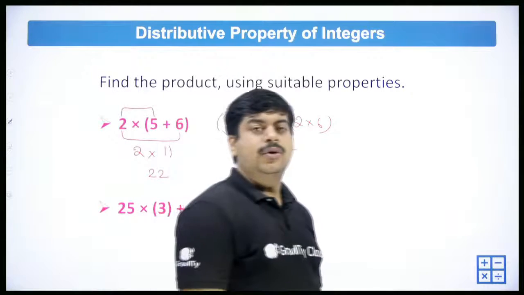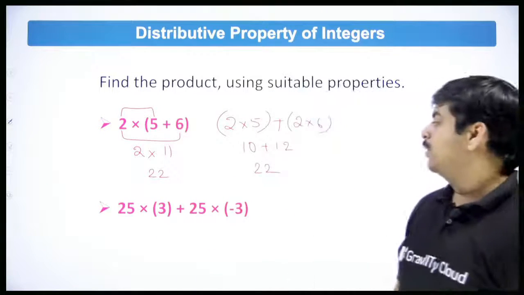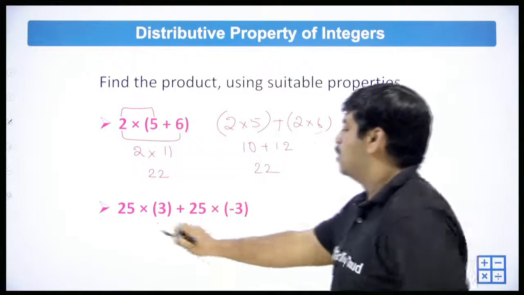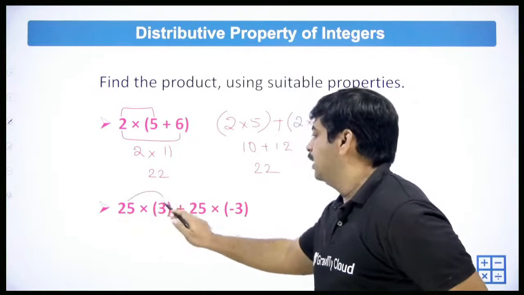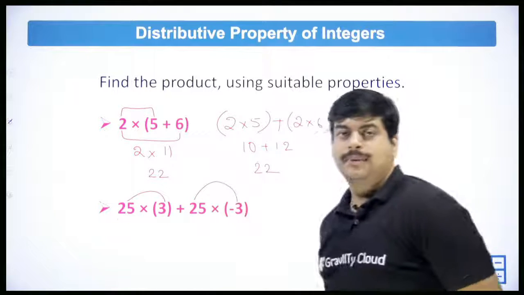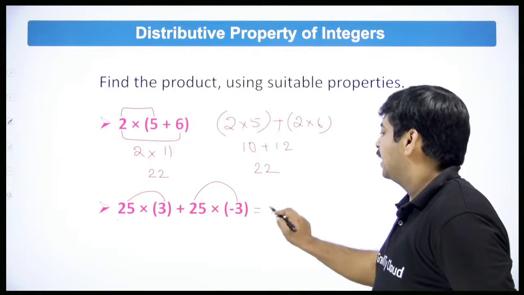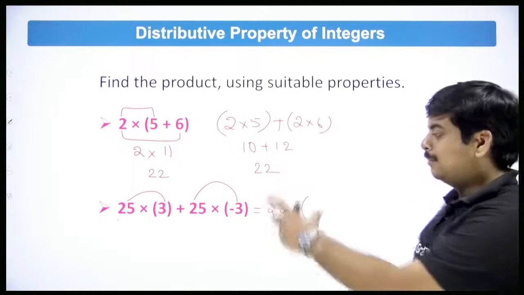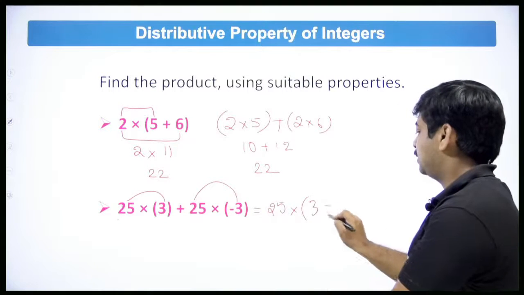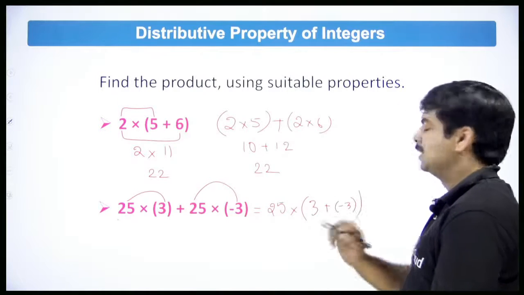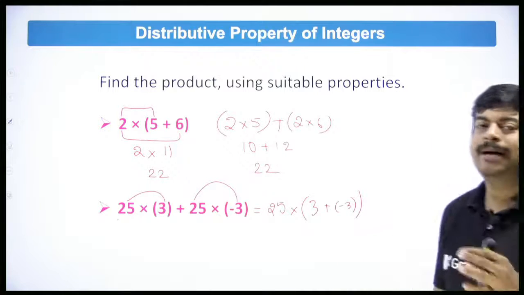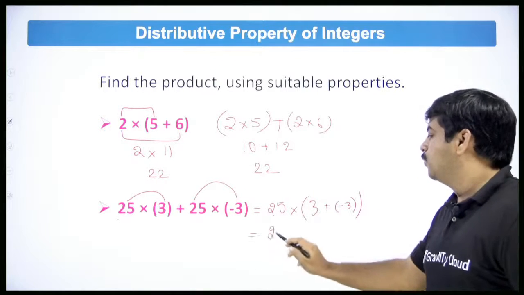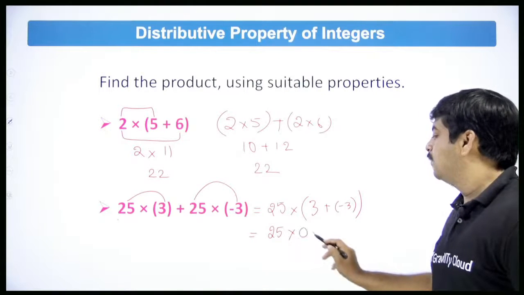The same way we can also go for the next one. What is that? 25 into 3 and 25 into minus 3. It is again the reverse way. 25 we are distributing to 3 as well as 25 we are distributing to minus 3. So using the distributive property, I can write that as 25 multiplied by both the numbers, 3 plus minus 3. So what is 3 minus 3? It is 0, so 25 into 0. 25 into 0 will give you the answer as 0.